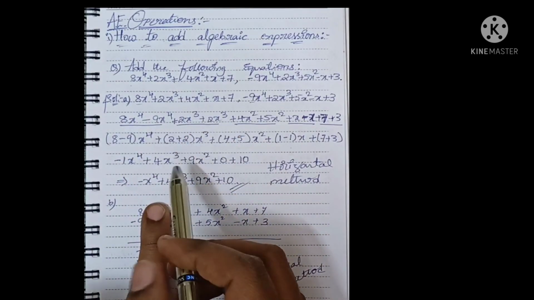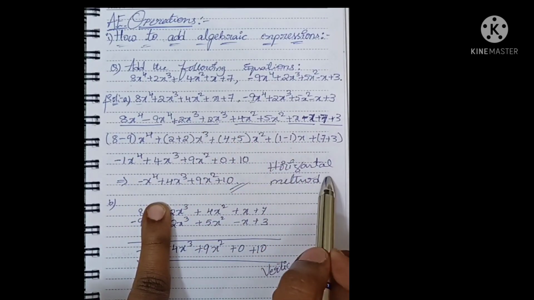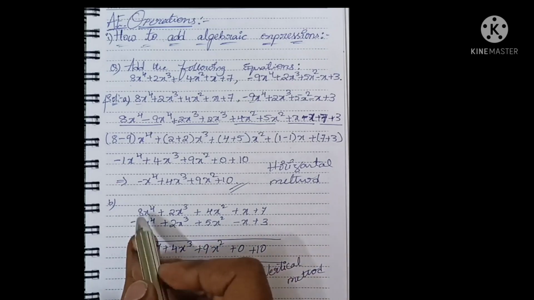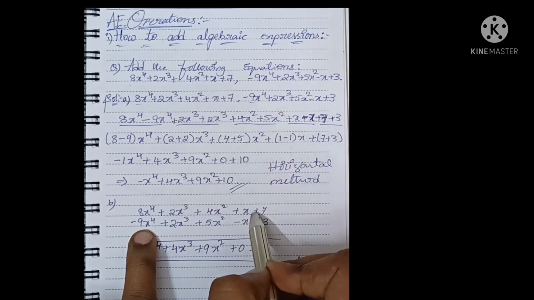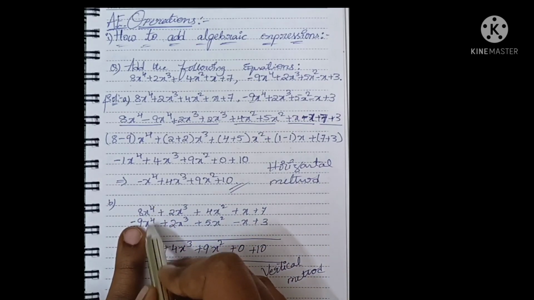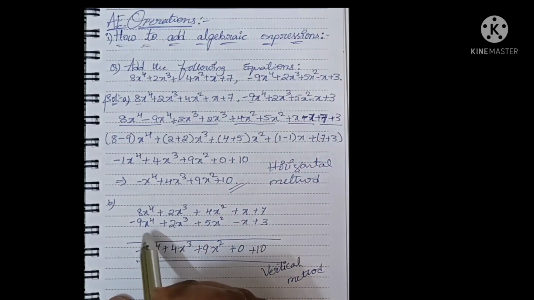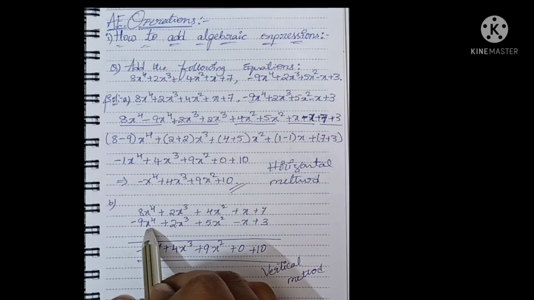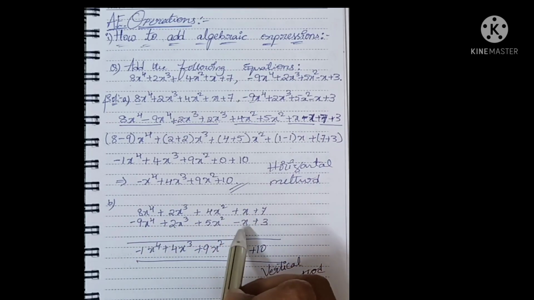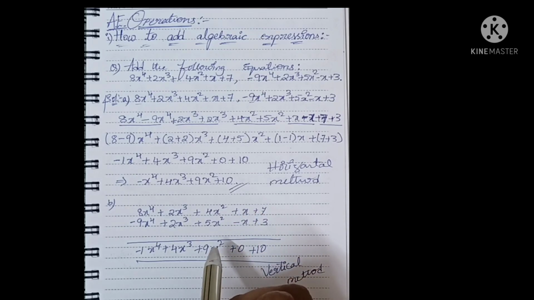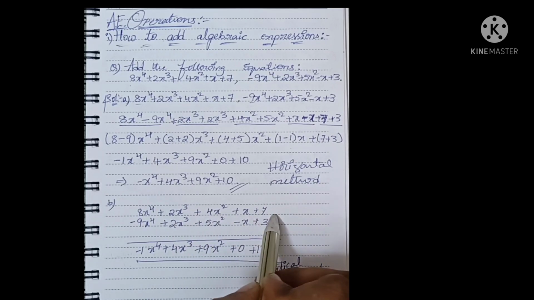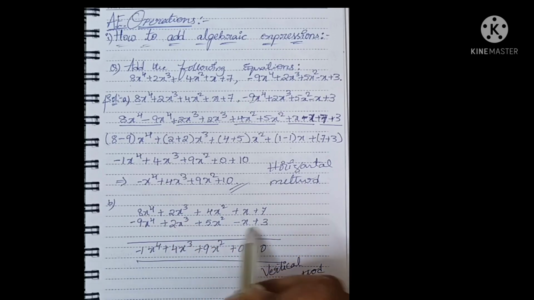This method of addition of algebraic expressions is the horizontal method. Now we are going to see the simpler way, the vertical method. We need to write both the expressions one below the other, so that like terms are written exactly below each other. 8x^4, and under that the x^4 term should be written. If any term is missing, we put plus 0 in place of that term. The x^4 term, x^3, x^2 term, x term and constant. In the same way we write the second expression also.